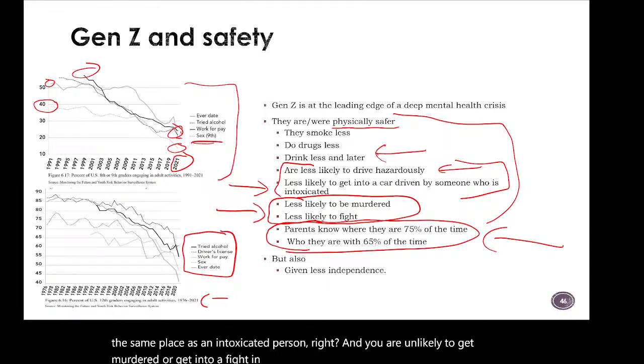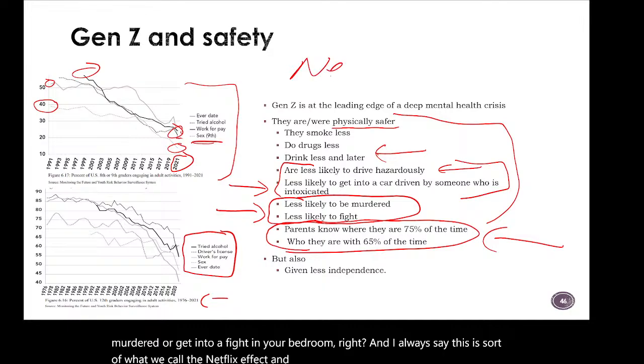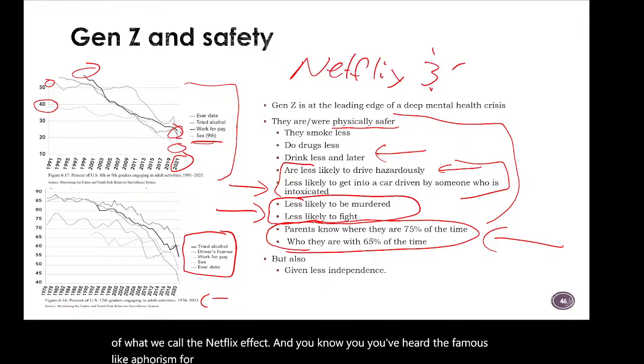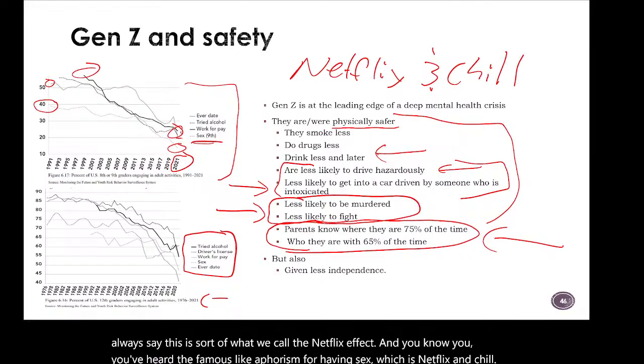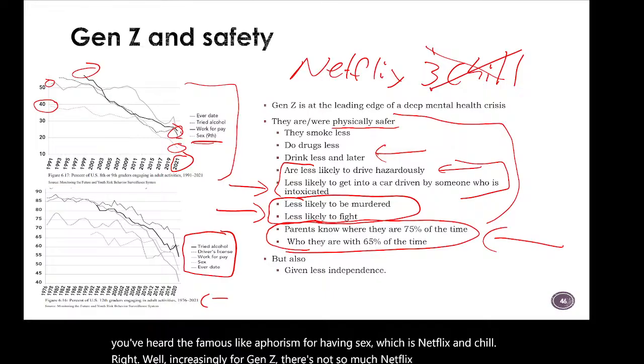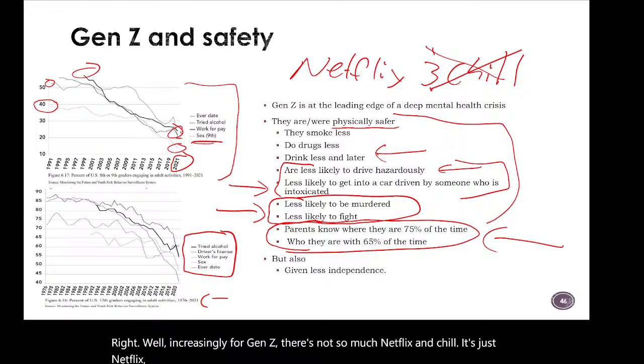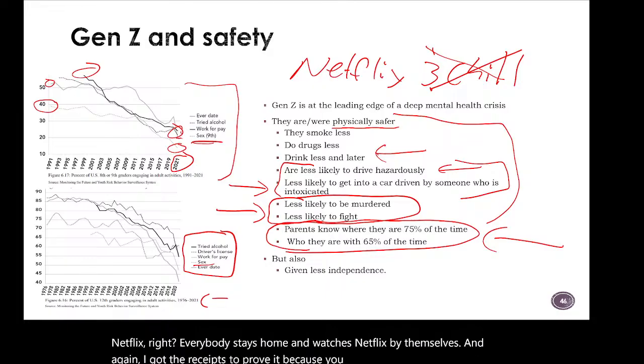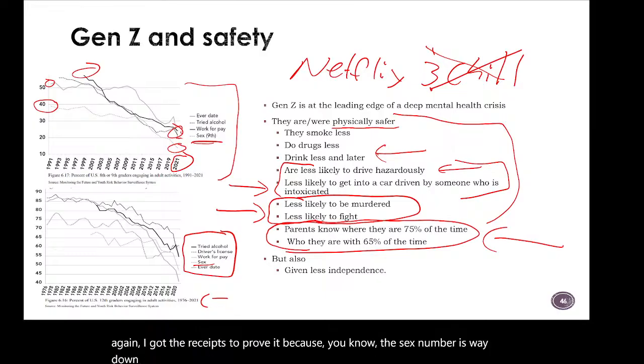I always say this is what we call the Netflix effect. You've heard the famous aphorism for having sex, which is Netflix and chill. Well, increasingly for Gen Z, there's not so much Netflix and chill, it's just Netflix. Everybody stays home and watches Netflix by themselves. And I've got the receipts to prove it, because the sex number is way down for everybody. I'll show you even more of this as we go through the course. Technology has fundamentally changed the experience of young people.